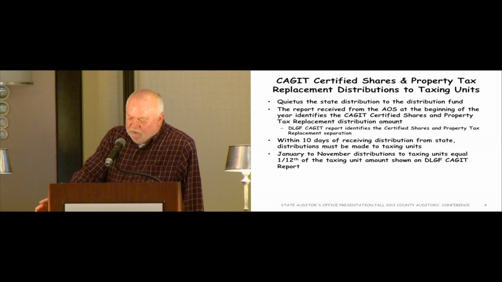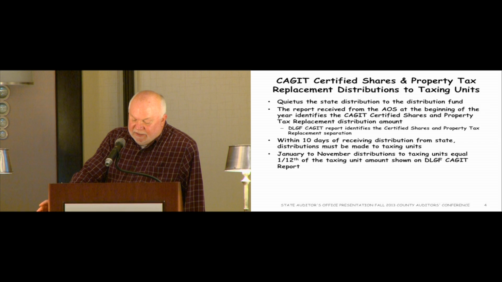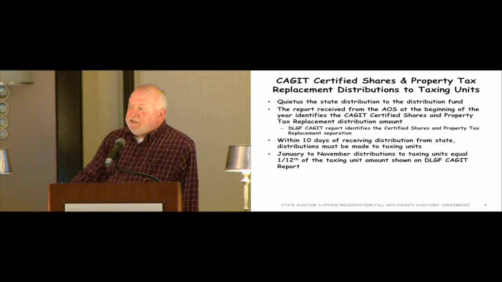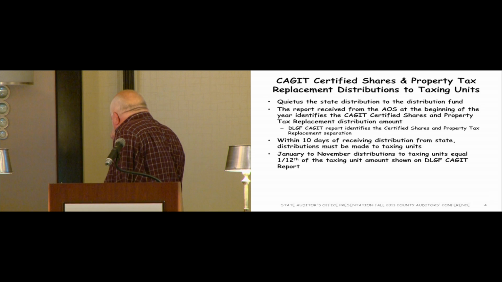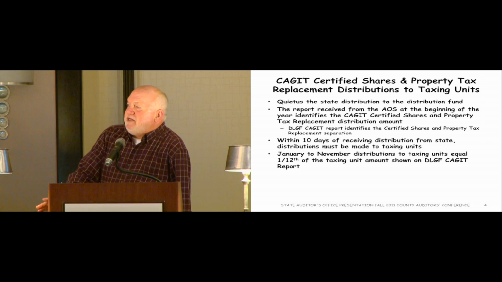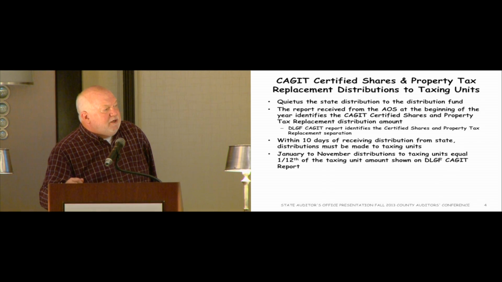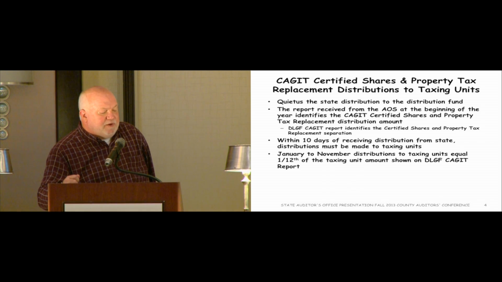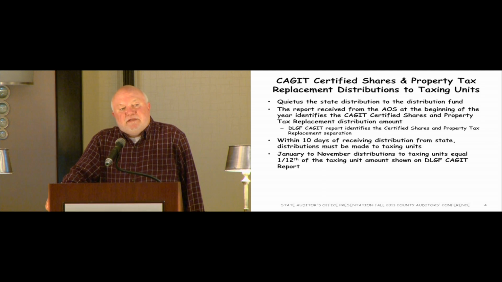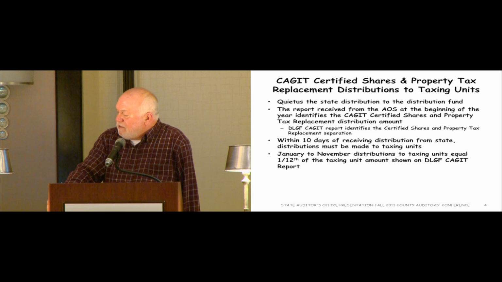So within 10 days of receiving the distribution from the state, you are to make your distribution to the taxing units. You'll quitus in the state distribution to your distribution fund, and then you'll write the checks out of the distribution fund to the taxing units, and then at the end of the month, that distribution fund should have a zero balance.